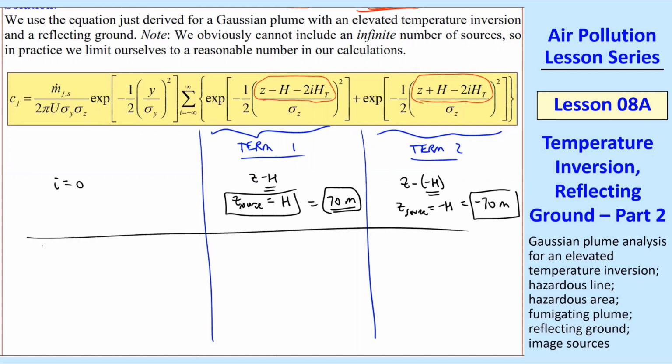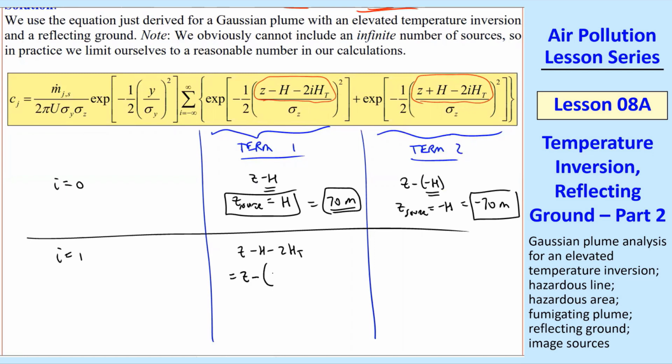Now let's do the i equal 1 case. When i equals 1, this term becomes z minus h minus 2, i is 1, so minus 2ht. And so this is equal to z minus, I just collect everything in terms of a minus in parentheses, so z minus whatever, and then this guy is our z source. Z source equals 2ht plus h, plug in the numbers, and you get 2 times 95 plus 70, so this turns out to be 260 meters.